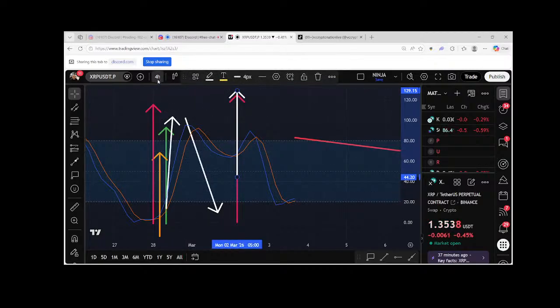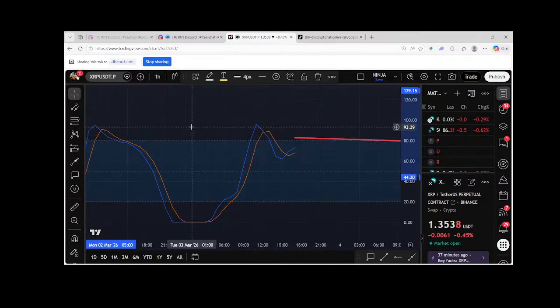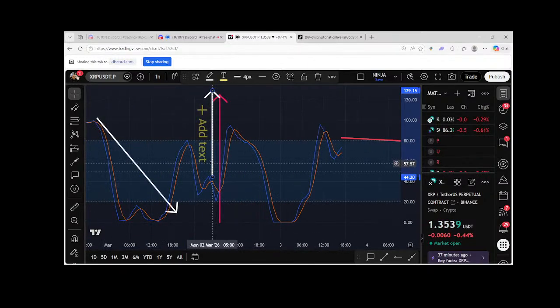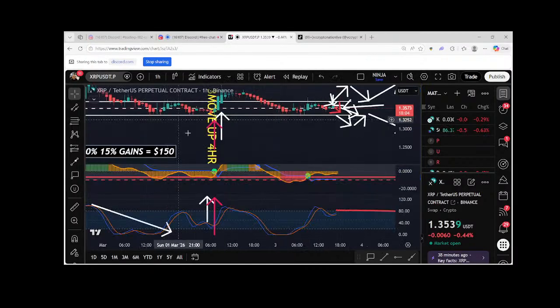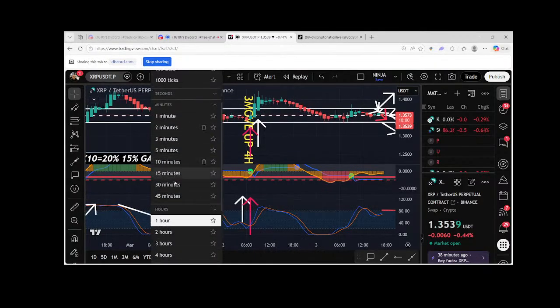So now when we go to the 1 hour, we're going to see the same scenario. You can see the 1 hour started up just slightly before it. So at 5 a.m. it started up. The 4 hour started up at 7 a.m.